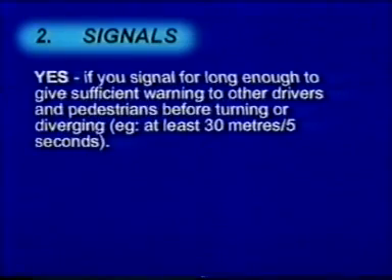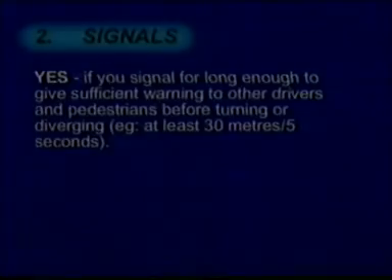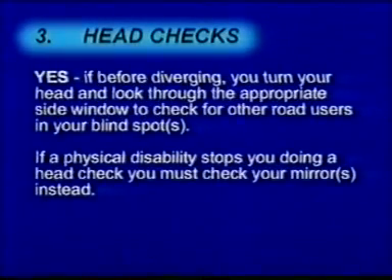2 signals. Yes, if you signal for long enough to give sufficient warning to other drivers and pedestrians before turning or diverging. Example, at least 30 meters, 5 seconds. 3 head checks. Yes, if before diverging, you turn your head and look through the appropriate side window to check for other road users in your blind spots. If a physical disability stops you doing a head check, you must check your mirrors instead.